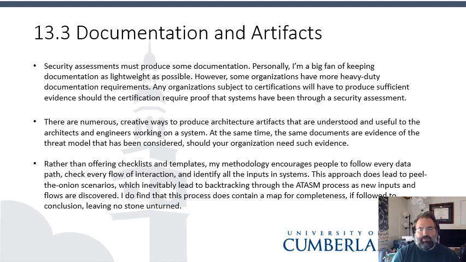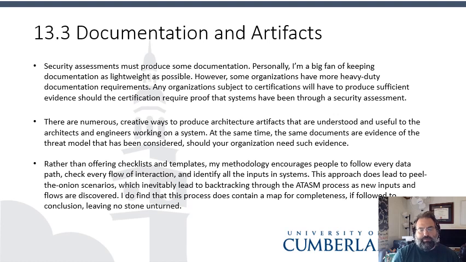Proof of security assessment is not necessarily the same thing as the documentation that may be necessary for operation. So you may end up having to do both, making sure that you meet the requirements of any kind of legislation or policies, but at the same time, keeping in mind, you've got to run the business. There are numerous creative ways to produce architectural artifacts that are understood and useful to the architects and engineers working on a system. At the same time, the same documents are evidence of the threat model that has been considered, should your organization need such evidence.